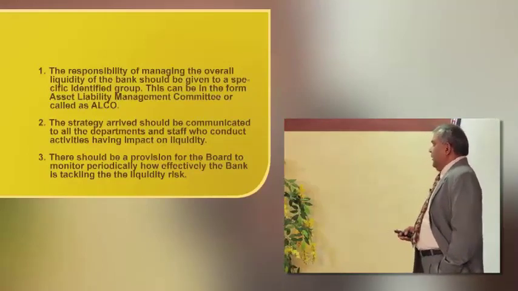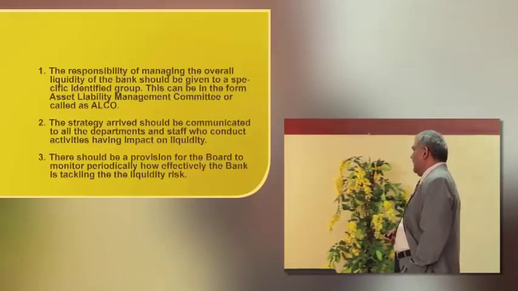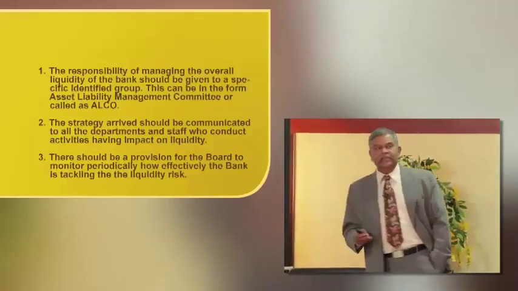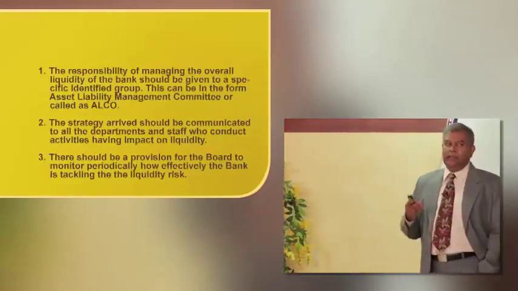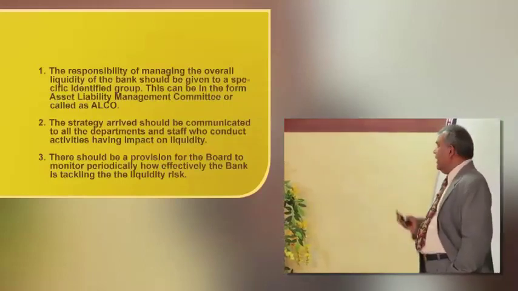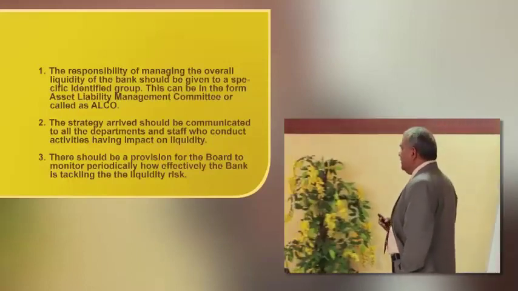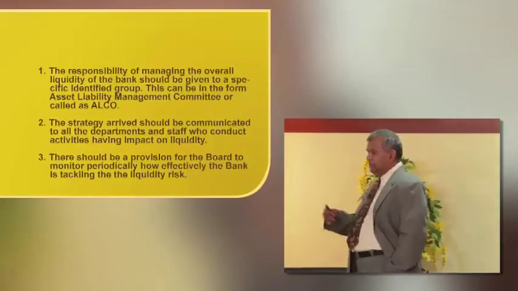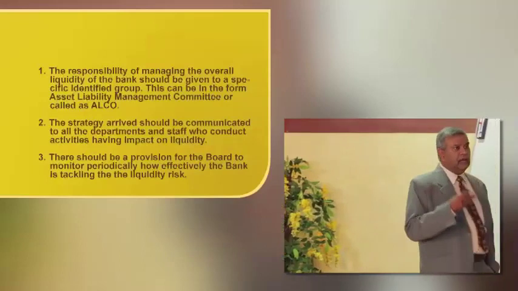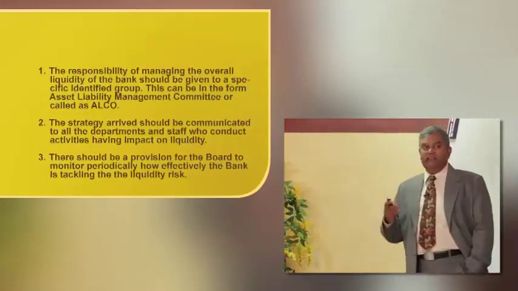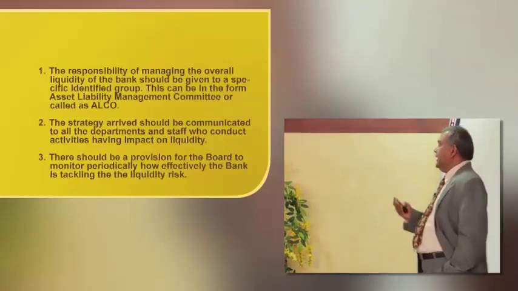So for any cash inflow or outflow, they can inform this ALCO so that they can gear up themselves when the outflow takes place. There should be provision for the board to monitor periodically how effectively the bank is tackling the liquidity risk. The ALCO should put up, at least on a monthly basis or once in a fortnight, how they have managed the last 15 days, how the cash inflow and outflow was, and if surplus is there, how they utilize the surplus funds. If there was shortfall, they should show how they managed and overcame the situation, so that when it is put up to the board, in its wisdom, it can also guide the ALCO in a better manner.